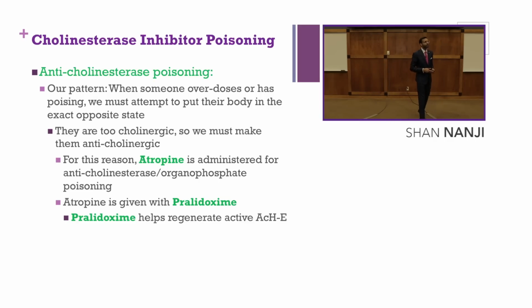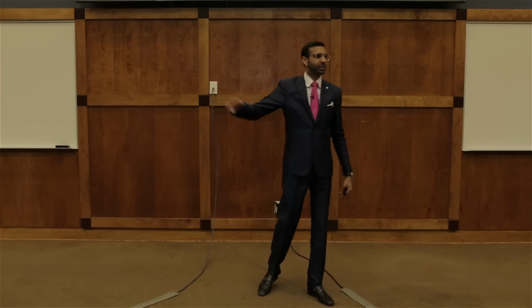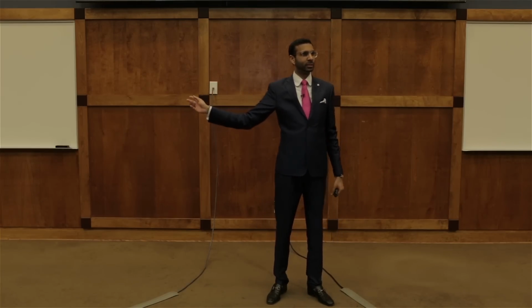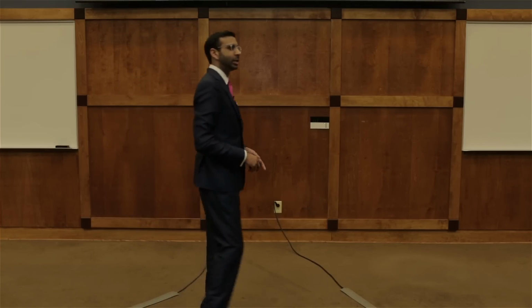Say it. Atropine. You know how I remember this? If I want to be anti-cold, I go to the tropics because it's nice and warm. Where do I go? Tropics. If I want to be anti-cold or anticholinergic, I go to the tropics. Spell tropics one letter at a time. Go.